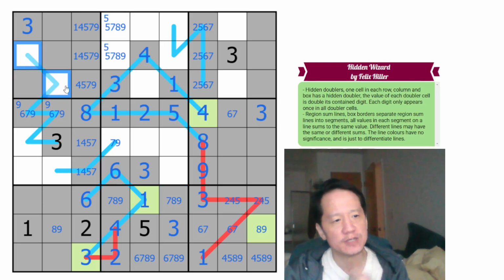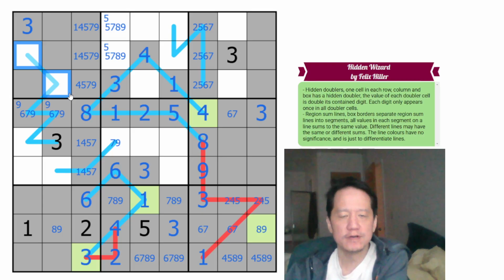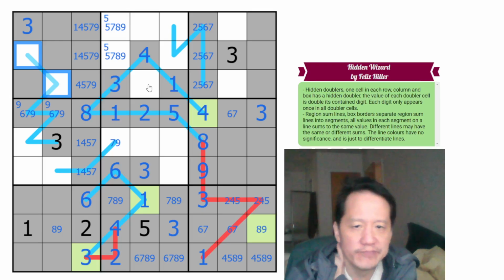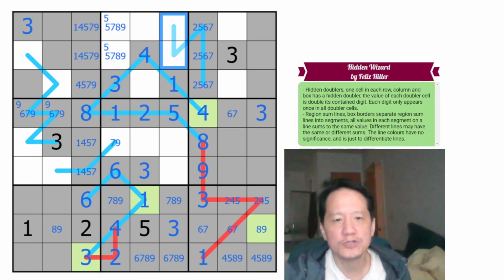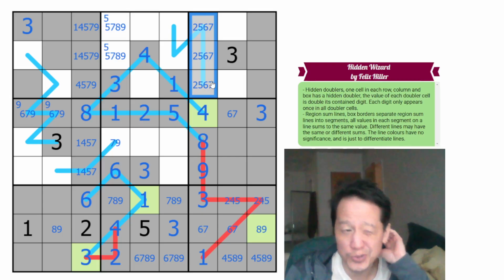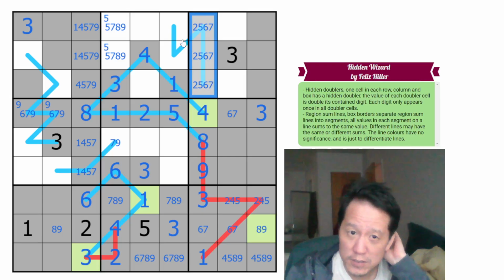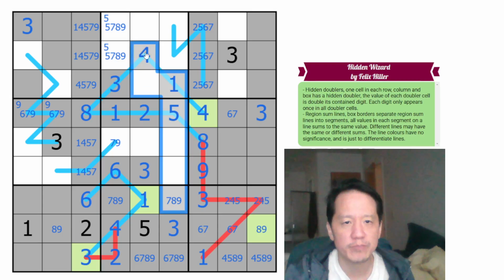One of these has to be doubled, and it has to be at least 5. That doesn't really help us much. 2 has to be one of these two cells. And that can never add up with any other single digit to add up to 13 or 14. So one of these must be doubled, which means the rest of the column and the rest of the box are not doubled. So one of these is 2.